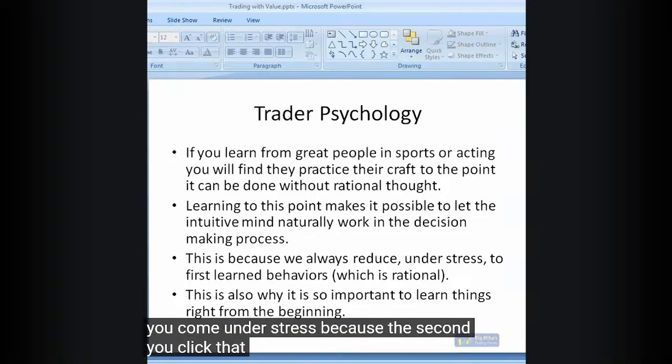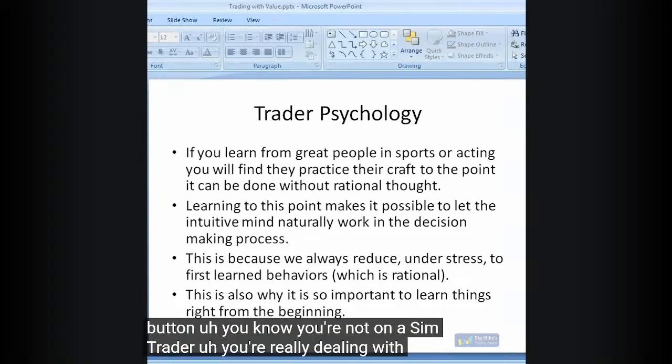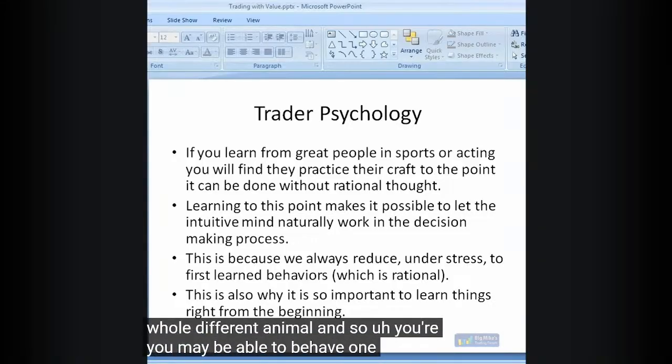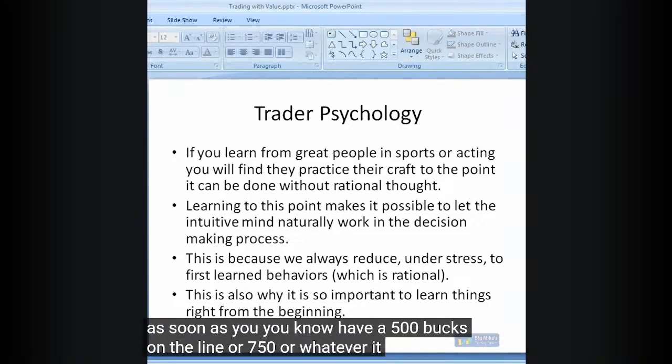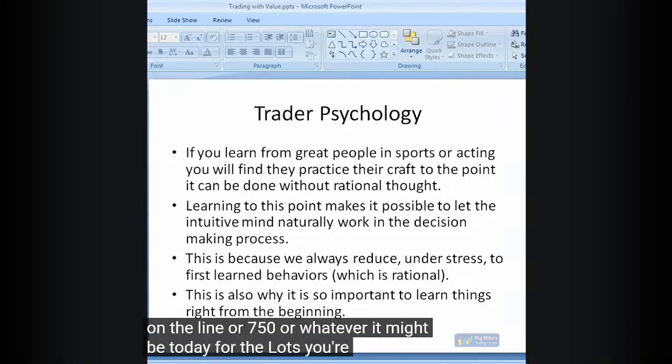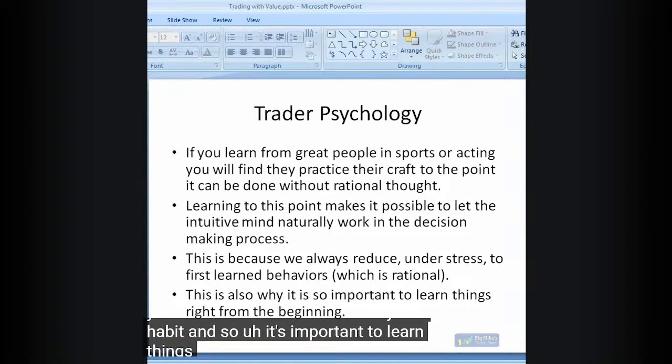Because the second you click that button, you're not on a sim trader. You're really dealing with a whole different animal. You may be able to behave one way while you're sim trading, and then as soon as you have $500 on the line or $750 or whatever it might be today for the lots you're trading and the stops you're using, you suddenly are back to some really bad habit. So it's important to learn things right from the beginning.